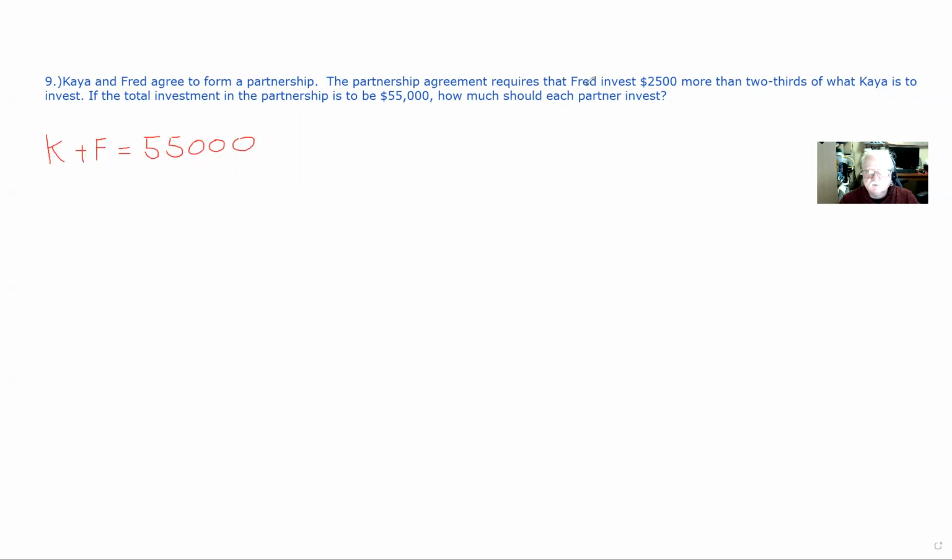It says Fred must invest, so Fred equals 2,500 more than 2/3 of what Kayla is to invest. So this is a problem for two reasons. It's not in the standard form, and we have a fraction in here. So first off, let's get it into the standard form.